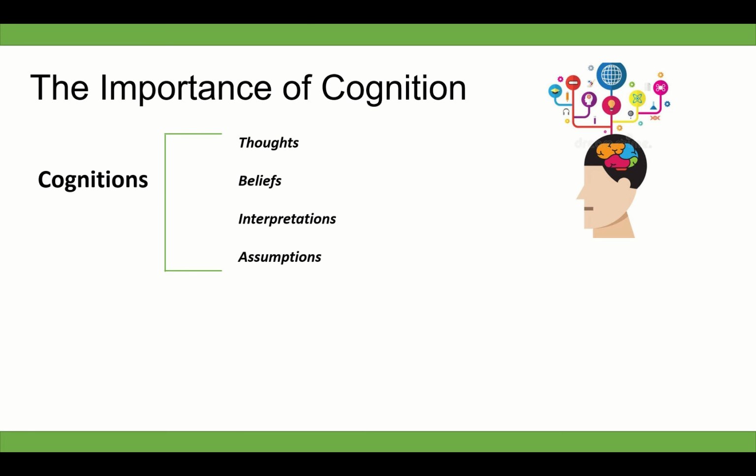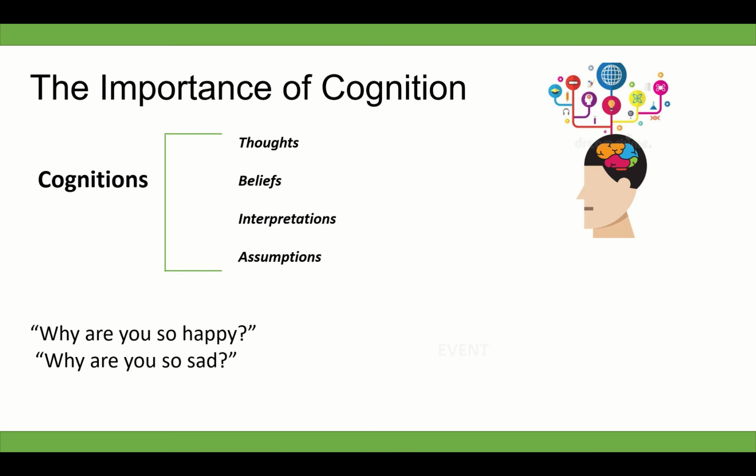Now, let's move into the importance of cognition. When referring to cognition, cognitive therapists use a lot of terms interchangeably. It can be thoughts, beliefs, interpretations, and assumptions, to name a few. When someone asks you, "Why are you so happy?" or "Why are you so sad today?" And then you're going to answer, "I am happy because I passed the exam. I am so sad because I left my bag at home."